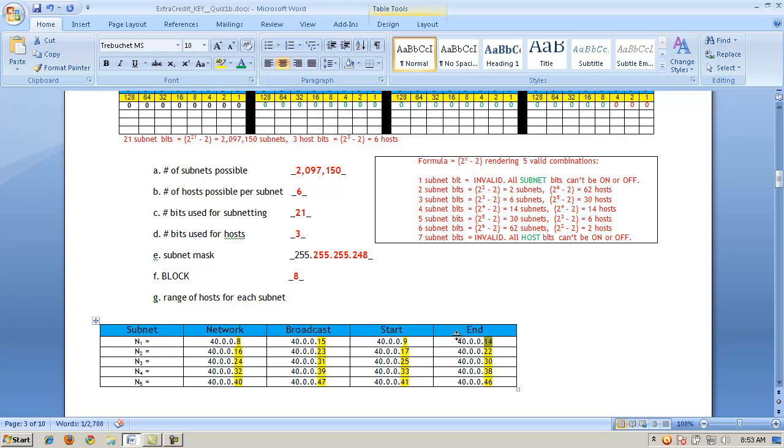To check it, make sure that between 9 and 14 there are 6 hosts. Yes, there are 6 hosts possible per subnet. That matches up. So you have 9, 10, 11, 12, 13, 14, 6 hosts. So using the information that you gathered, your formula, your combinations, you don't even really need to use a byte table there.